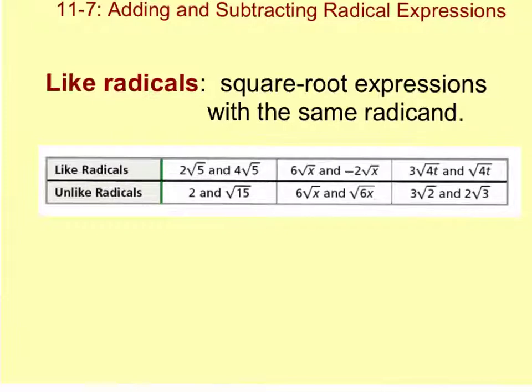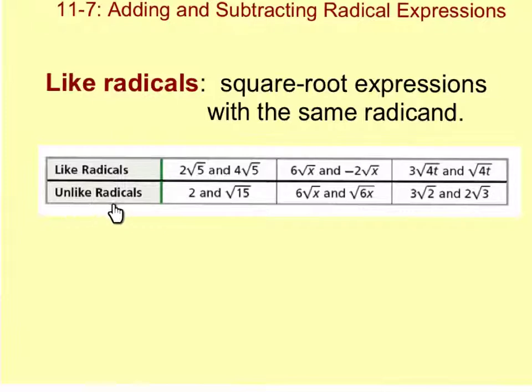So, like radicals are shown on the top. The square root of 5 and the square root of 5. They both have a 5 inside. So, 2 square root 5 and 4 square root 5, those are like, because they're both square root 5. Next, we have 6 square root x and negative 2 square root x. Those are like. So all I'm really looking at is what's underneath the radical, the radicand. Same thing here. 3 square root 4t plus, or 1 square root 4t, invisible 1. So these are like because they both have a square root 4t.